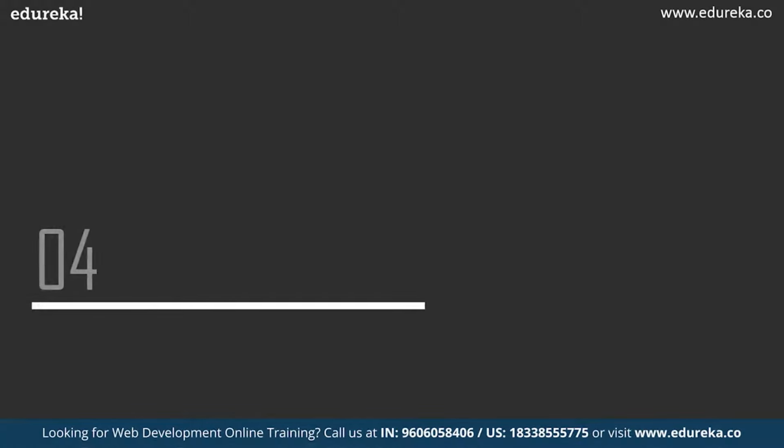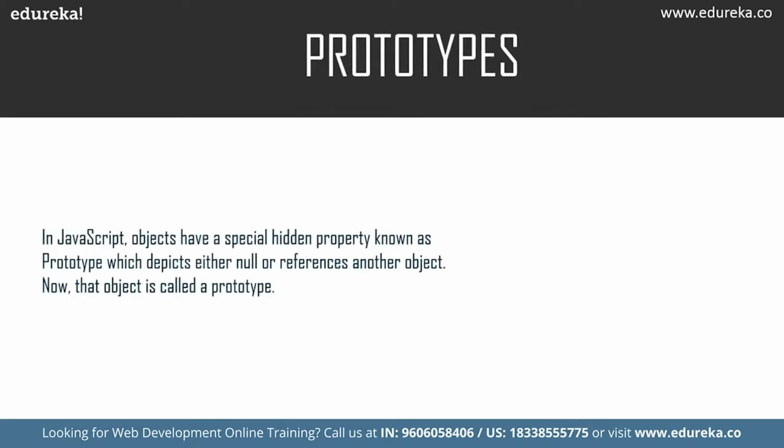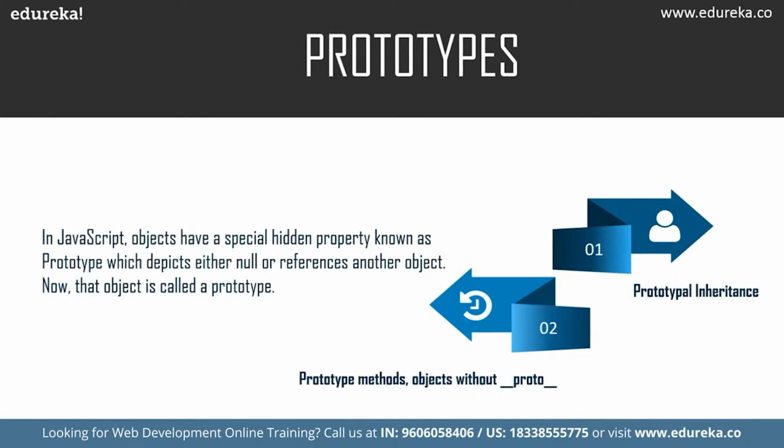The next topic is prototypes. In JavaScript, objects have a special hidden property known as prototype, which is either null or references another object. That object is called a prototype. Here we will discuss two important features of prototype. The first one is prototypal inheritance. Then we have the prototype methods, objects without the proto.